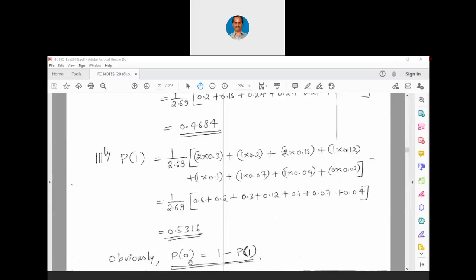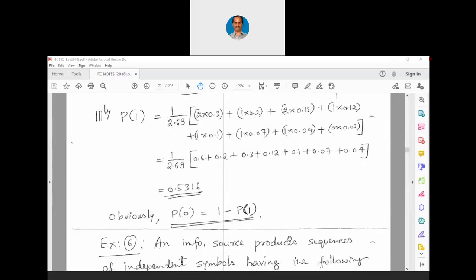Obviously, P of 0 is 1 minus P of 1, as I have told you. Now I am going to show the next exercise and I will give you nearly 5 minutes. You complete the first part only. The remaining part, I will show you the solution. The first part, dividing them into groups and encoding, you only have to do. Quickly take your notebook, take your pen, and I am going to show you the exercise. You are going to solve it.